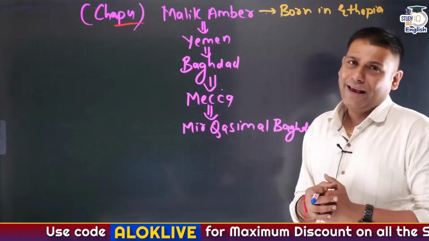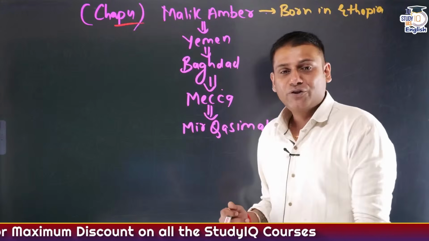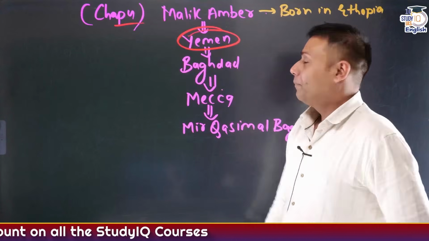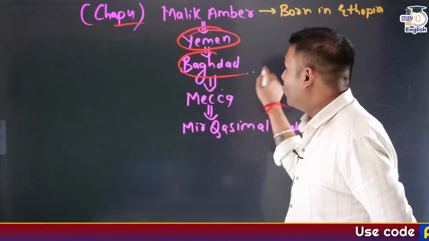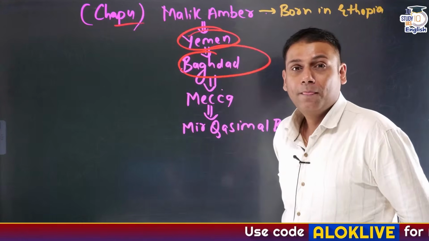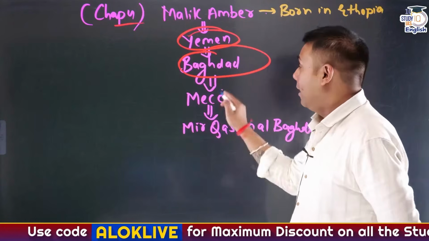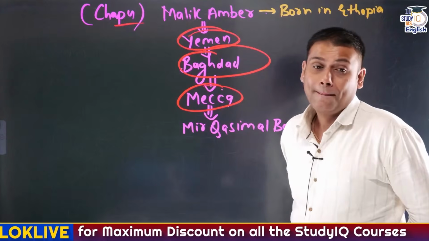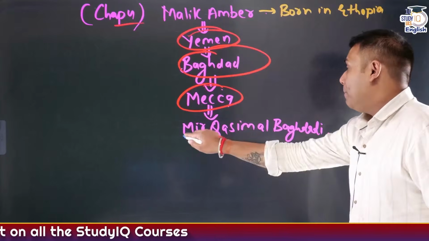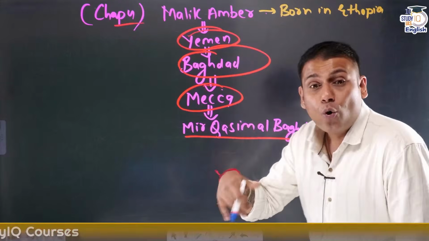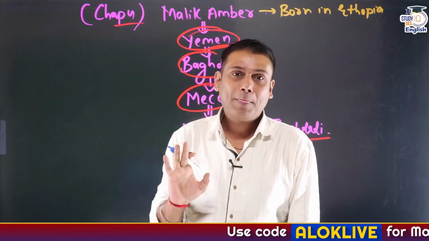At a very young age, his parents sold him into slavery. For the first time, he was sold as a slave in the region of Yemen. Later on, he was moved to the region of Baghdad. Again, he was sold as a slave. The third time, he was sold as a slave in Saudi Arabia at a place called Makkah. And later on, he was purchased by Mir Qasim Baghdadi, who sold him to the Bahmani Sultanate.